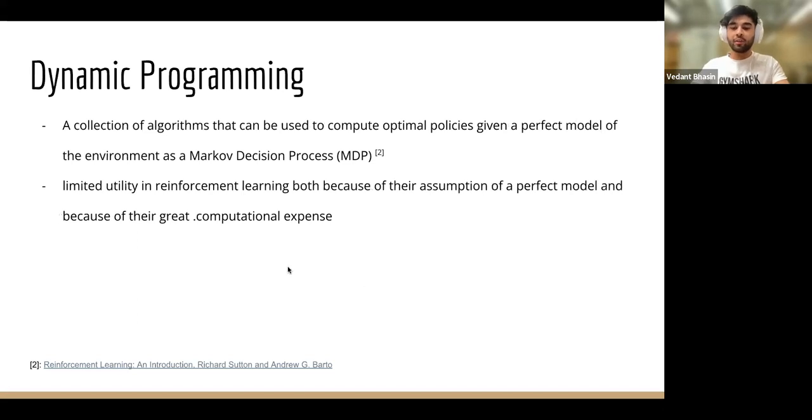The first kind of reinforcement learning algorithms you'd learn are of the family of dynamic programming. It's when we pose a problem as a Markov decision process and we can compute optimal policies. But the caveat here is that we need a perfect model of the environment. Now, this family of reinforcement learning algorithms isn't used that much in practice because one, we can't assume a perfect model of the environment. That's hard to come by in reality. And second, it's computationally very expensive.